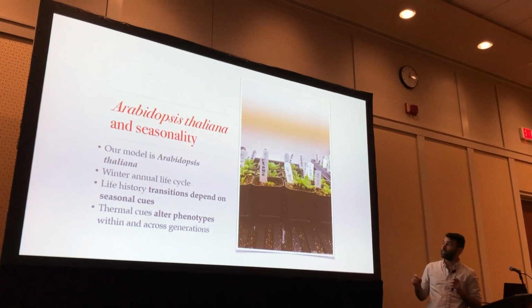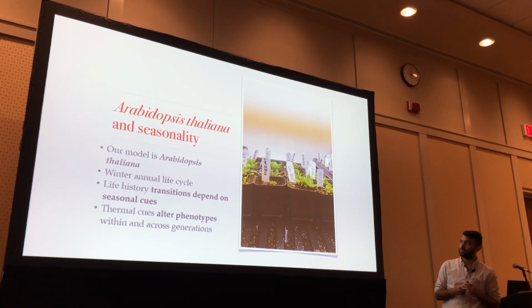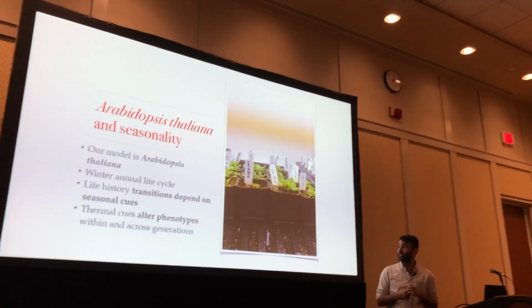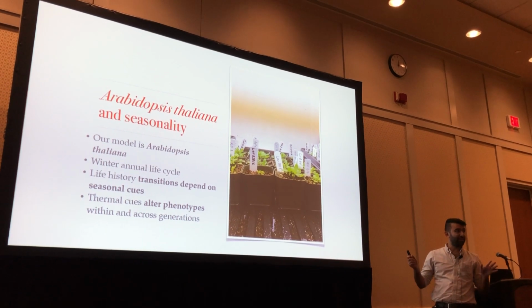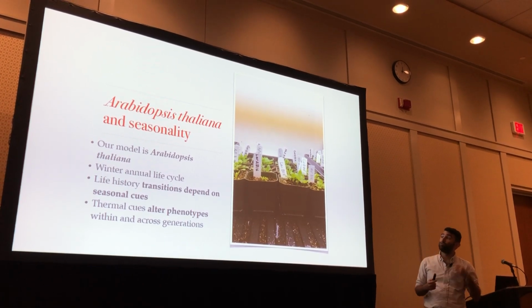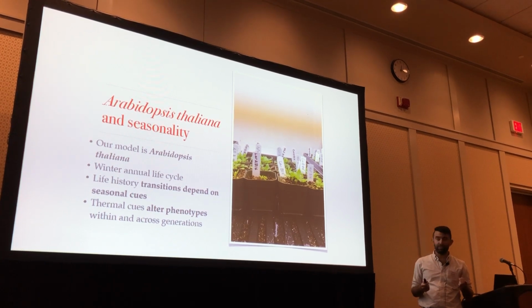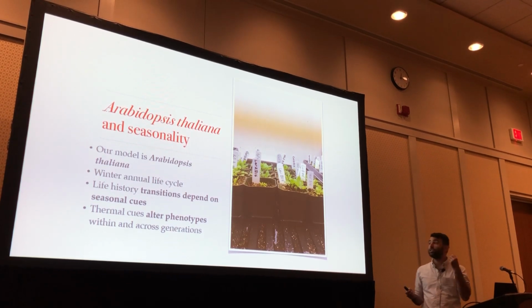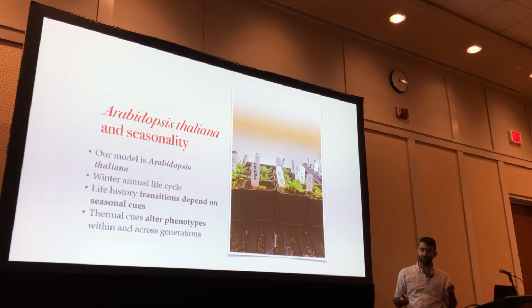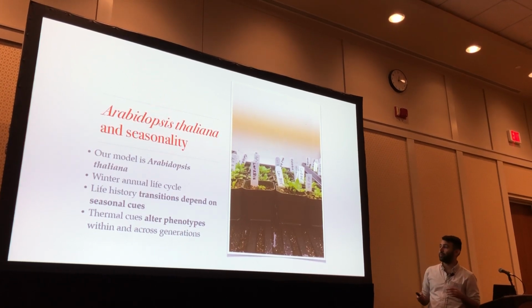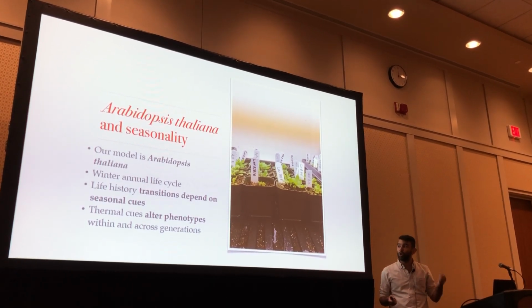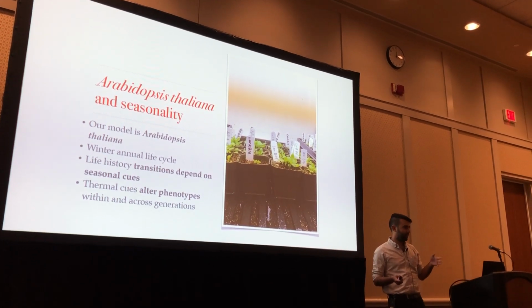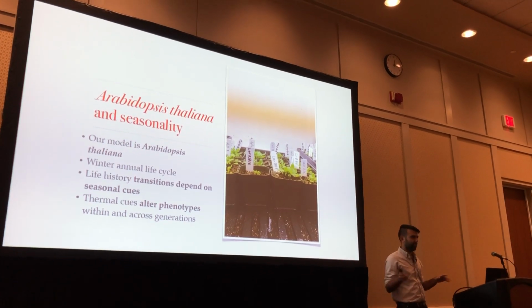So for investigating this question, we use our favorite model organism, Arabidopsis. You may have heard that Arabidopsis does not have an ecology. Those are vicious lies spread by our enemies. Actually, Arabidopsis has a great ecology. It's a winter annual life cycle. And really importantly for our research, its life history transitions, the transition to reproduction, which is bolting, and then flowering, and then the development of fruit, actually depend really heavily on seasonal cues like temperature. Just so happens. And we already know actually that thermal cues alter phenotypes, both within generations in the form of plasticity, and between generations in the form of parental effects. So Arabidopsis is actually a really great system for looking at this.